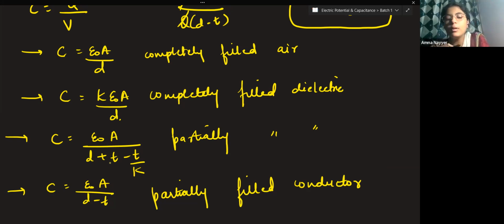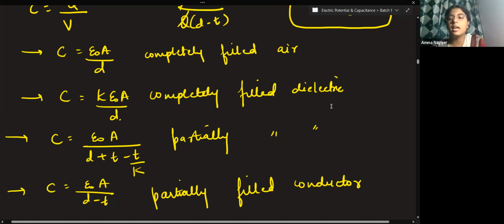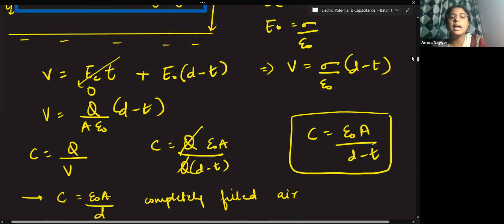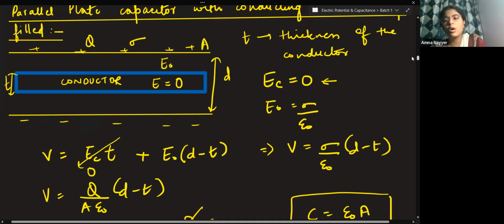C is equal to epsilon naught A by d minus t. This is the final formula, the fourth one. This is when instead of the partially filled dielectric slab, you have a partially filled conductor. A conducting slab is there. So we did a lot of derivation.